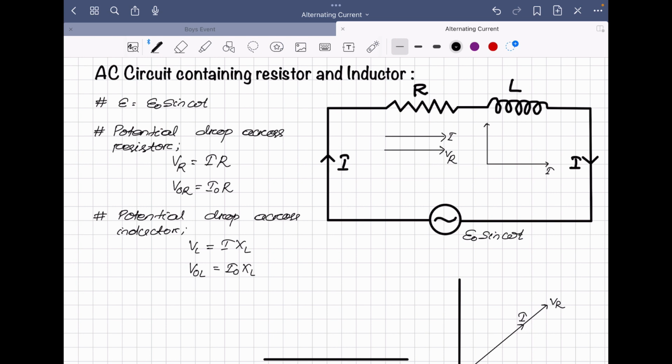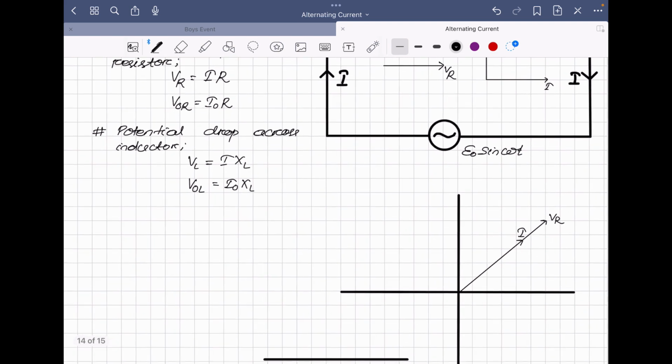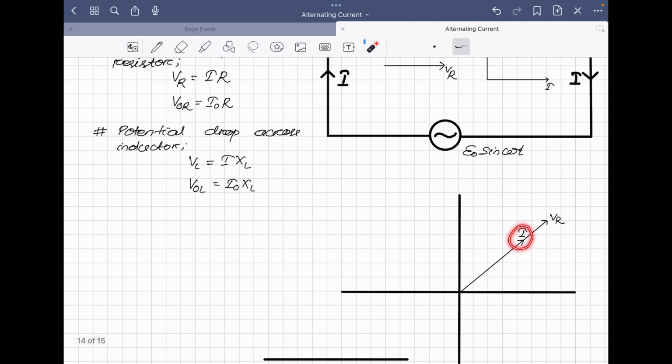This is our VL which leads the current I. So how can you represent this in phasor? Just see here. Here we have I, so you have to draw VL along this direction, which leads the current by phase pi by 2. So you just draw here, and this is our VL.